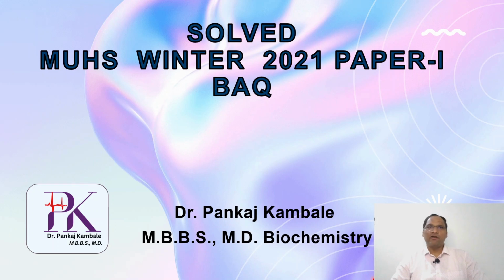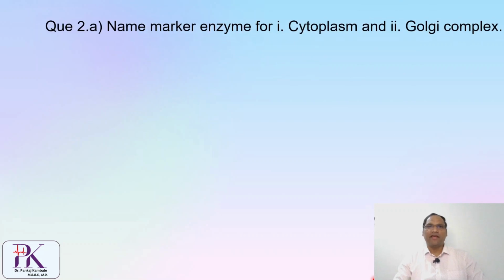In this video, I have provided solutions to MUHS Winter 2021 Paper 1 Brief Answer Questions. So let's begin. First question is, name marker enzyme for number 1 cytoplasm and number 2 Golgi complex.